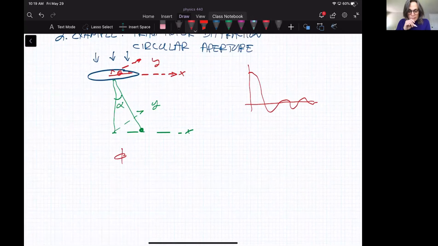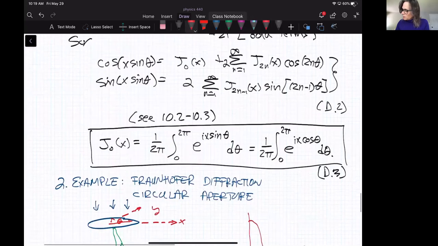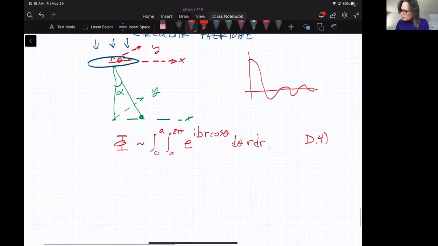You can show that the amplitude of the diffractive wave, which we'll call phi, is essentially the integral from 0 to a and the integral from 0 to 2 pi of e to the i b r cosine theta d theta r dr, where the b r cosine theta is essentially an expression of the phase of the diffracted wave.